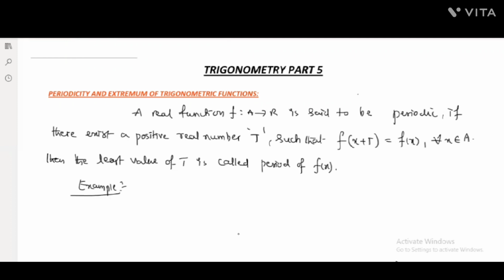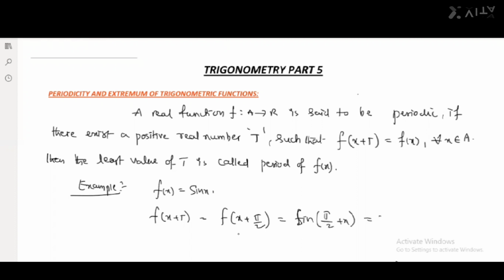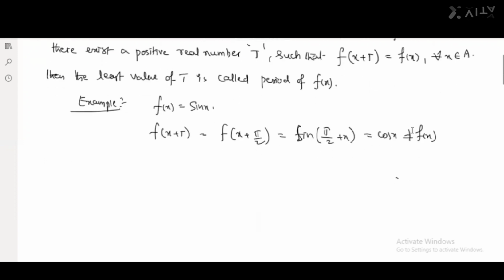Let's see an example. Assume the function f of x is equal to sin x. In f of x plus T, I'll replace T with pi by 2, because it should be only a positive real number. So f of x plus pi by 2 is sine of pi by 2 plus x, which is cos x. That is not equal to sin x, so pi by 2 is not our period, because we did not get f of x. Let's find f of x plus pi.